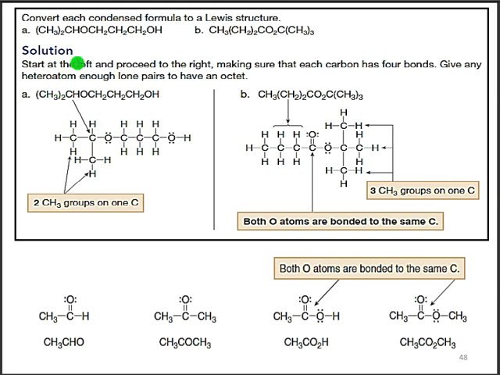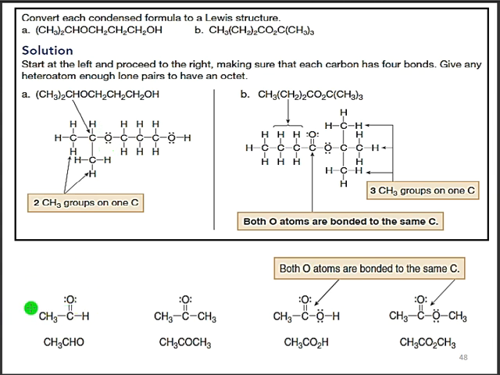Okay, start at the left and proceed to the right. Making sure that each carbon has 4 bonds. Give any heteroatoms enough lone pairs to satisfy the octet rule. Okay, for the halogens or for the atom. For this example, the oxygen here has 2 bonds. That means to be in octet rule, we have to put 2 lone pairs of electrons on the oxygen.